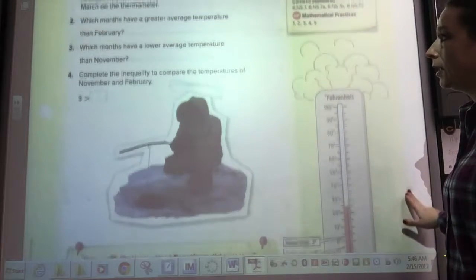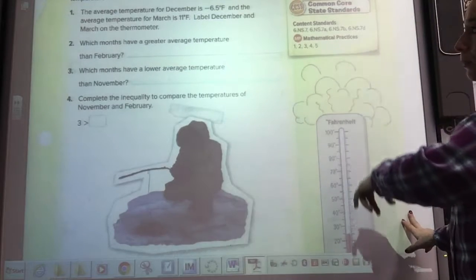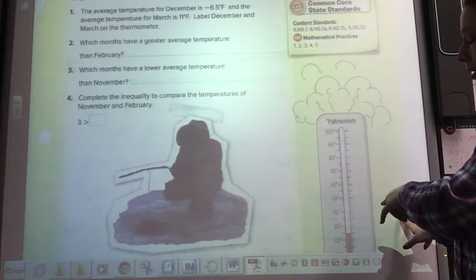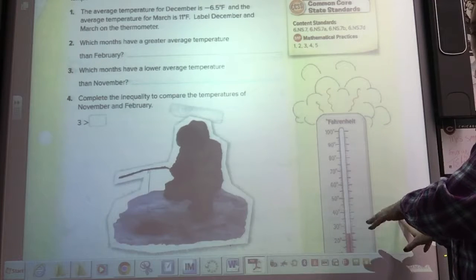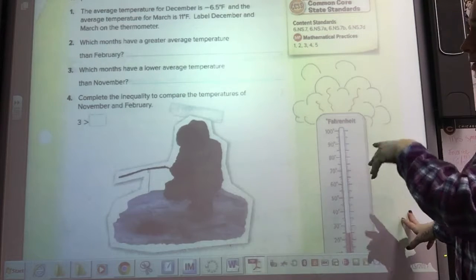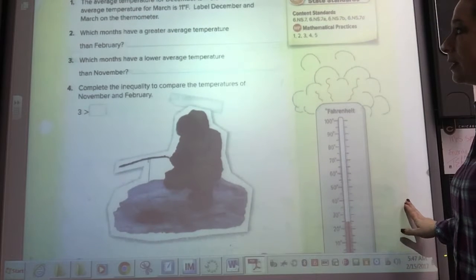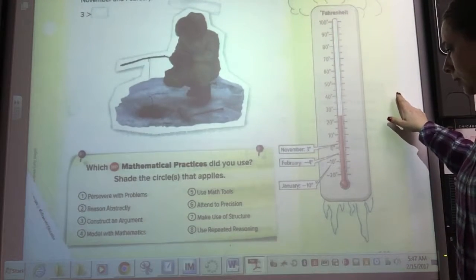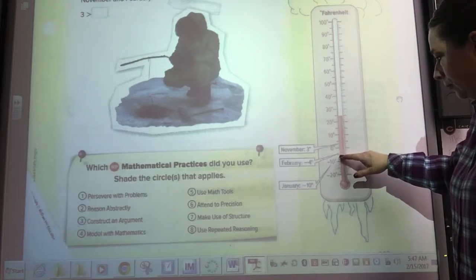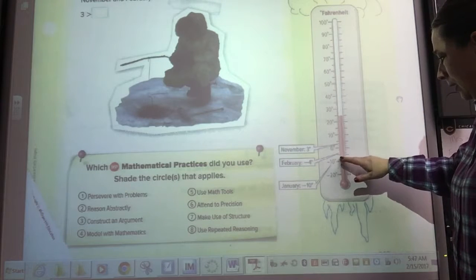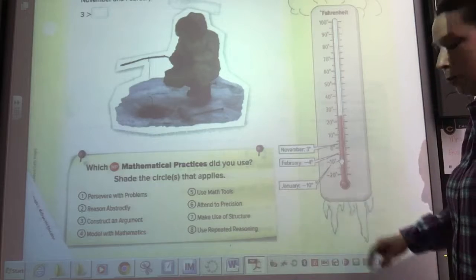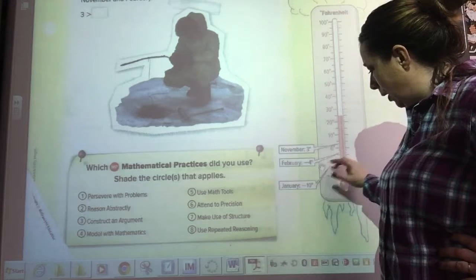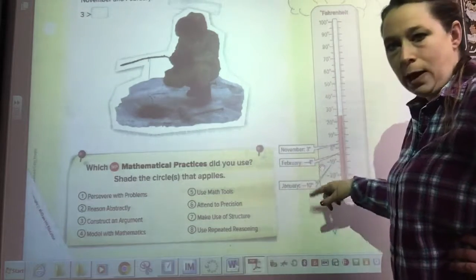Which months have a lower average temperature than November? Okay, so now we have to include the one we just put on that I didn't write on here, because if I write on here, every time I move the screen, the writing doesn't move, and it gets all goofed up. So we have to remember December is going to be lower than November, because December was down here. So we've got February, and then December, and January, okay? And where you write December, I would make a little arrow out just like they did and write December so that you have it labeled correctly.